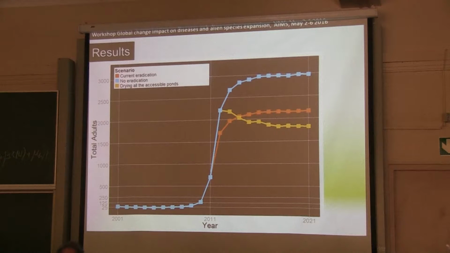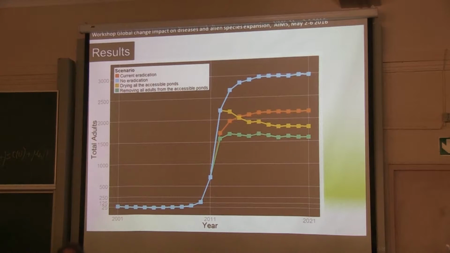So now we tested a lot of different scenarios. For example, we can simulate that for those accessible ponds, we can try to dry all of them. So we are just removing water, and we are killing all these eggs and tadpoles. As you can see, we are getting a better result, but because we have access to just a subset of them, this is not enough for removing the population, for eradicating the population.